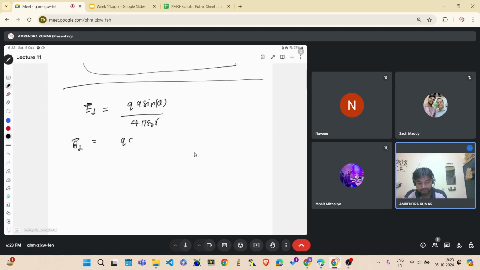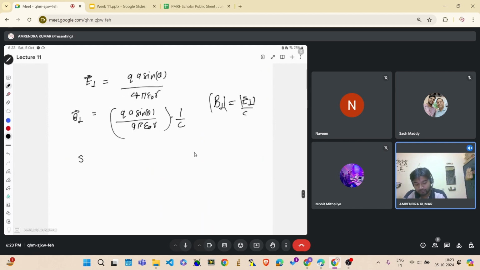Magnetic field will be Q A sine theta over 4 pi epsilon naught R into 1 by C, because B perpendicular was E perpendicular by C. So mod of S will be mod of E cross B, and we know that E and B are perpendicular, so sine theta will be 1. So there is no sine theta, just mod of this. So Q A sine theta over 4 pi epsilon naught R into 1 by C.